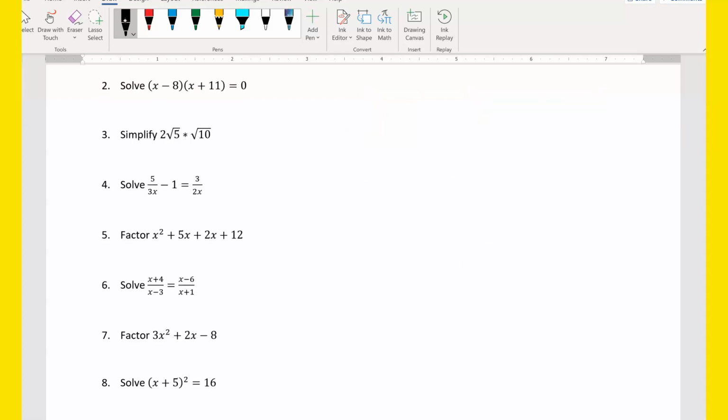All right, number 5, it says to factor this. But before we factor this, we need to combine those like terms in the middle. So I would go ahead and combine those, and I would get x squared plus 7x plus 12. And now I can factor it.